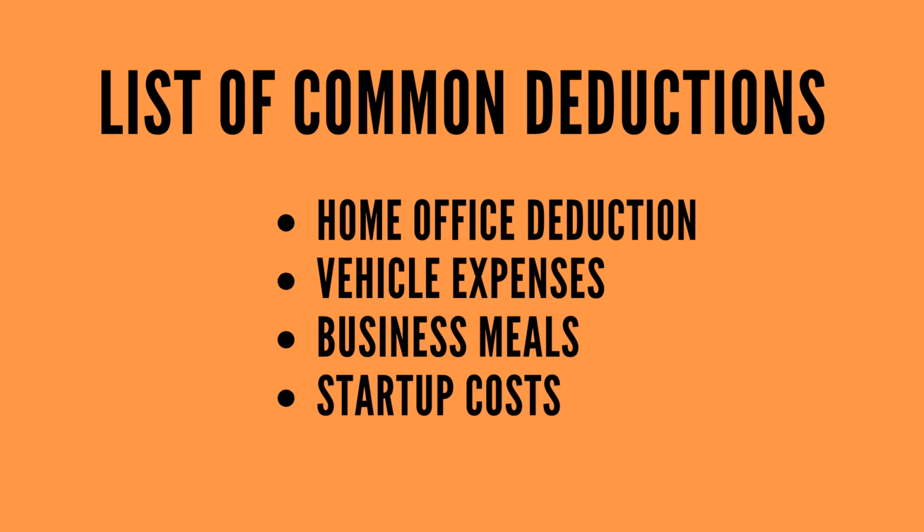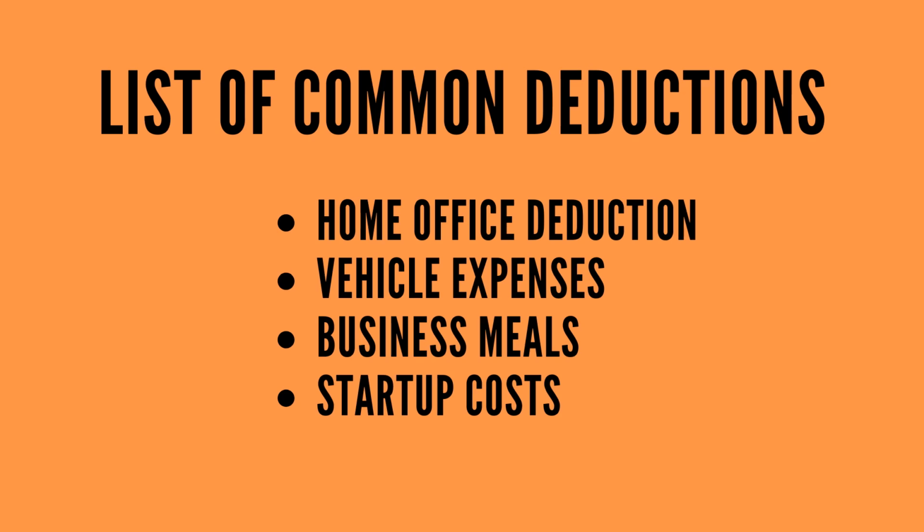If you use a portion of your home exclusively for business purposes, you can deduct a percentage of your home-related expenses, like rent, mortgage interest, utilities, and repairs. Example: a freelance writer who uses a 150-square-foot room as a dedicated office space can claim $750 using the simplified method, which allows a $5 deduction per square foot.